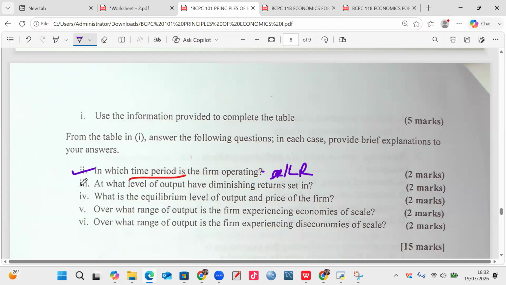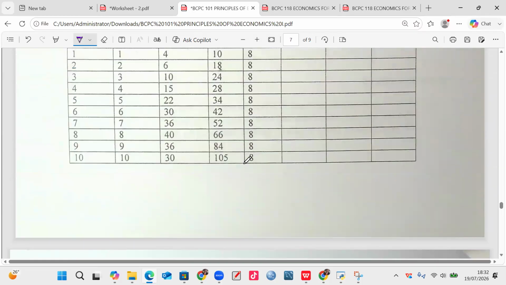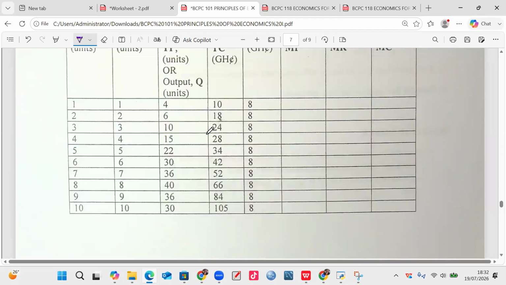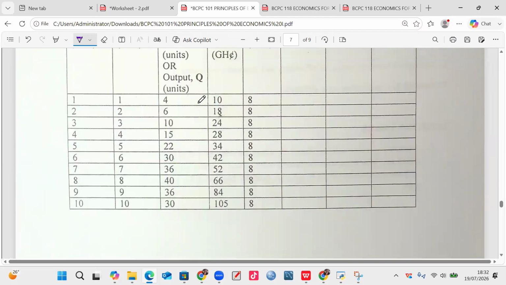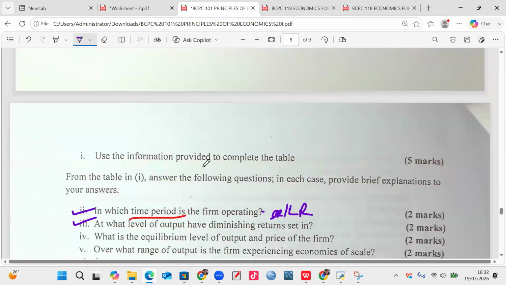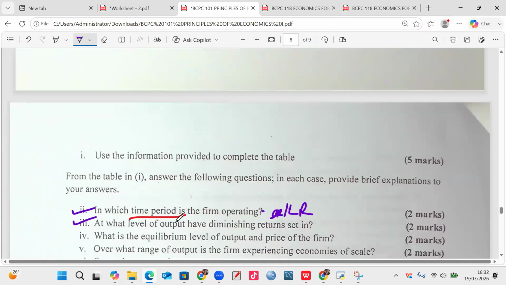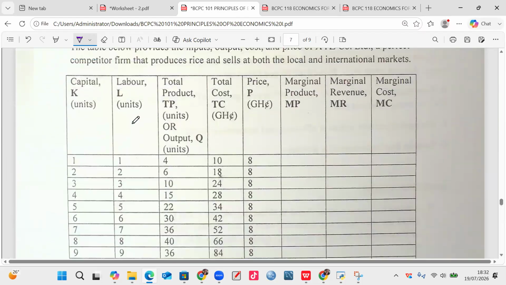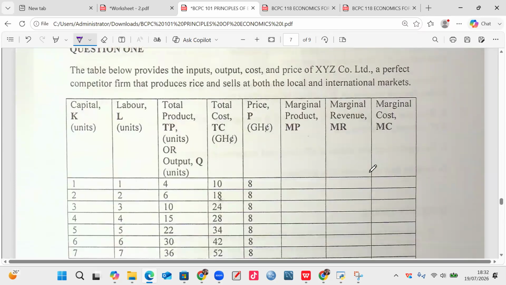Or if you are still in doubt, you can come to the next one. At what level of output have diminishing returns set in? This also gives you a clue. Or the table itself will tell you it's production. So that you know when you read the requirements first, because of the time in exams, immediately after the requirement, you know what the examiner is asking of you. You come and read the main question, the case study, then you start to solve.